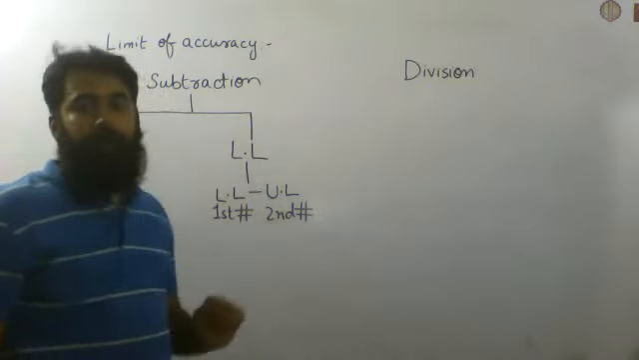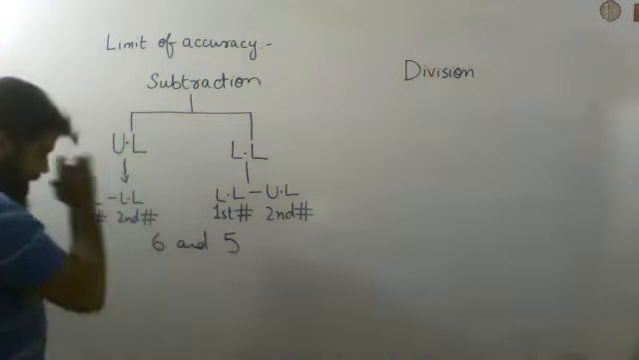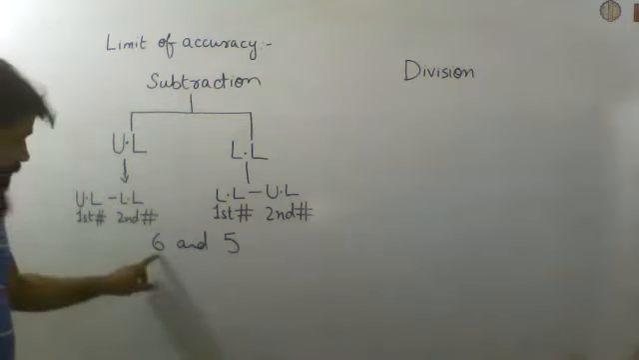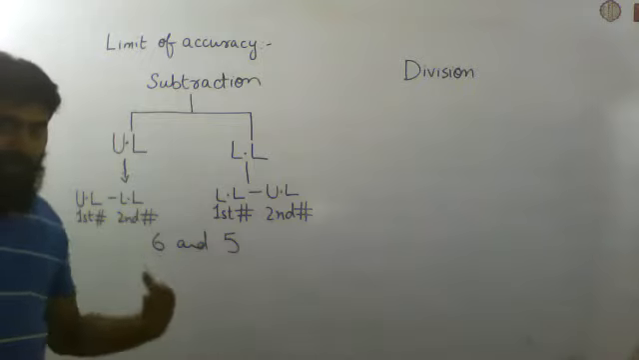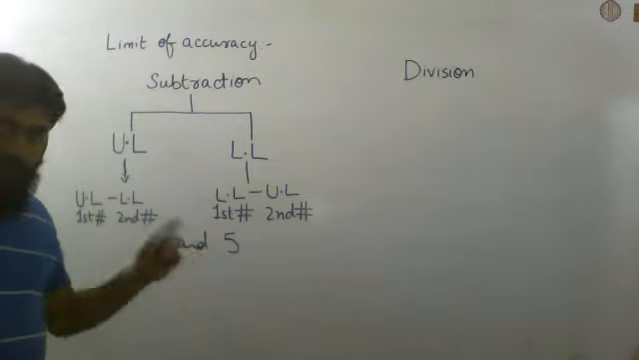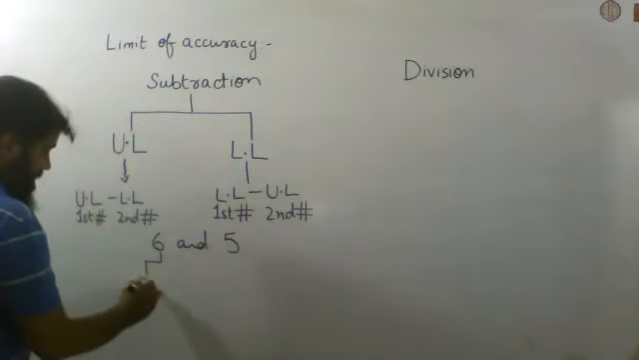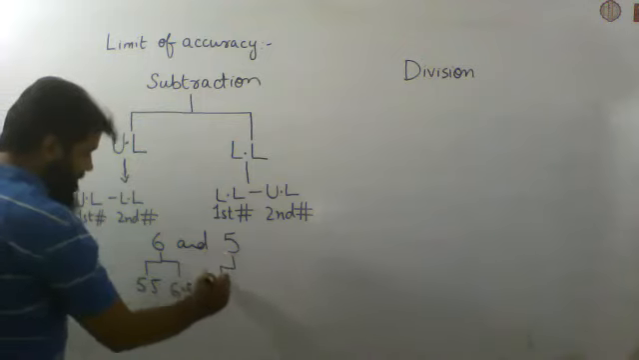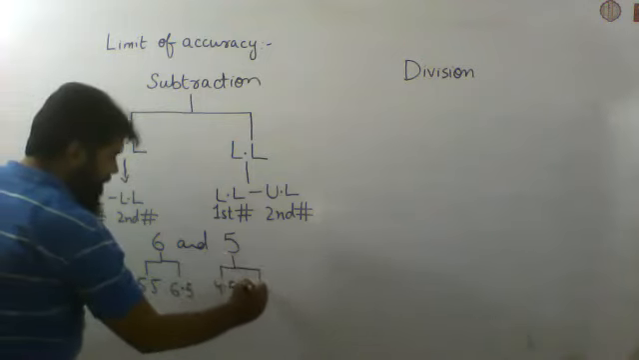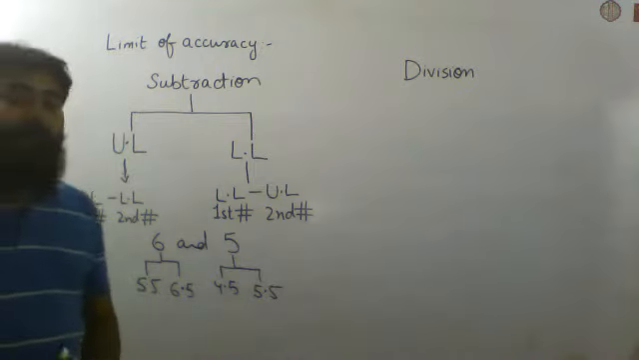Okay, for instance, 6 and 5 are given, and they are saying that for the difference of these two, find the upper limit and lower limit. So first of all, 6 will become 5.5 and 6.5, and 5 will become 4.5 and 5.5. Okay. Now I want to find the upper limit of subtraction.